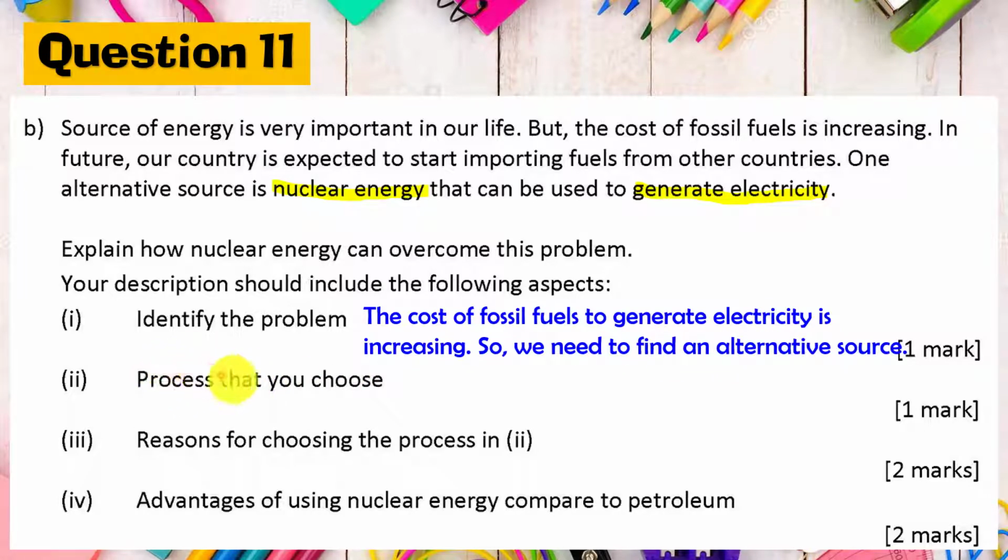So from here, the process that you choose, because they say nuclear energy. What process is nuclear energy? Everybody knows it is nuclear fission. This is the process we need to choose. Now they might ask you for 2 marks for the reason why you choose nuclear fission. After that, 2 marks or more, you need to explain the advantages of using nuclear energy compared to petroleum. 2 marks is normally 2 points. So we go to answer the first one, the reason why we choose nuclear fission.